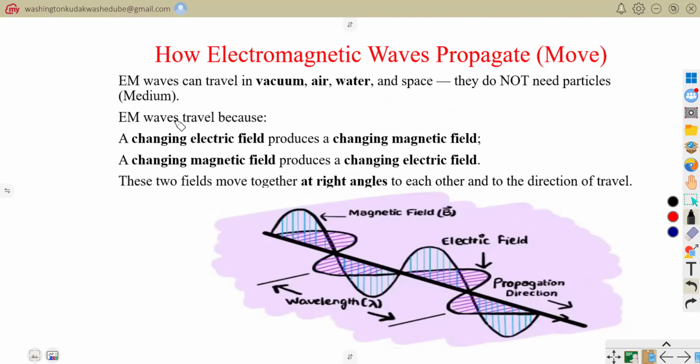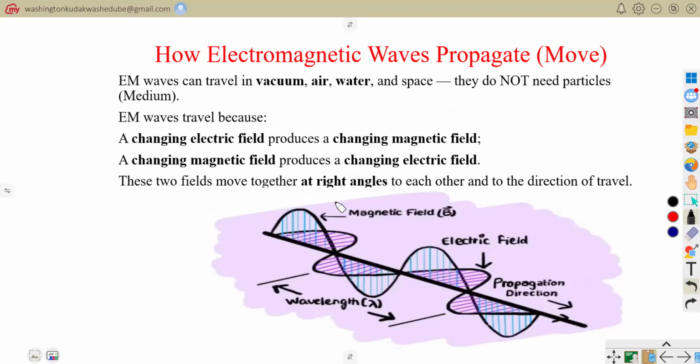So how they travel is due to the change in electric field that produces a magnetic field. And this change in magnetic field is the one that produces what? Another change in electric field. And these two fields move together at right angles. Whenever there is a change in the electric field, it causes a change in the magnetic field. Whenever there is a change in the magnetic field, it will also cause a change in the electric field. Whenever there is that change in electric field, it will cause a change in what?